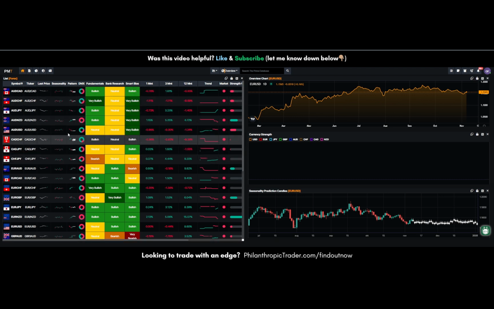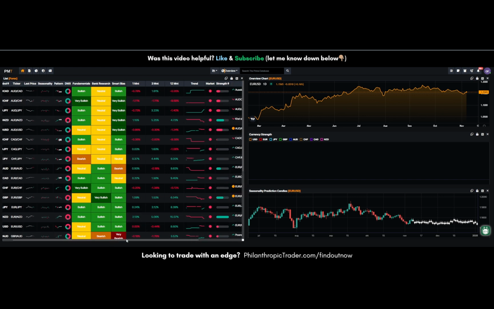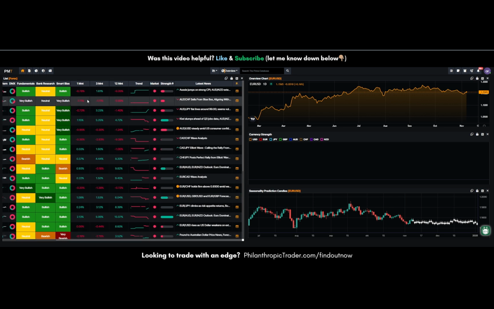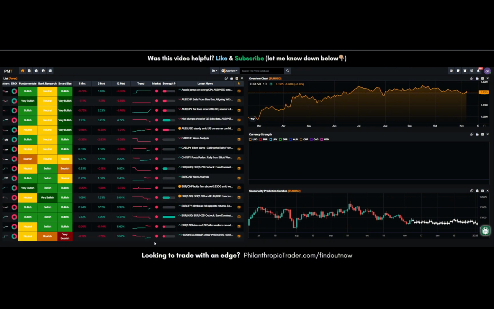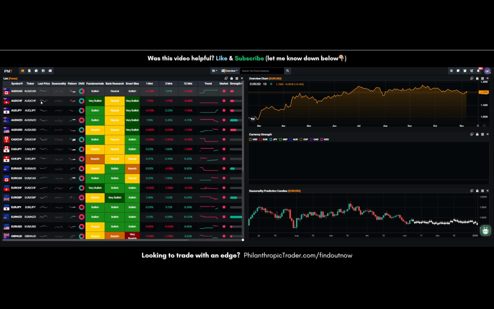And let's say that we see Alt CHF, for example. The fundamentals at the moment are very bullish. Bank research is neutral. Smart bias is also very bullish, which to me shows that we might take a buy. It could be nice to look for a buy. That's basically what I mean. And over here we have latest news, and we see it points downwards. We're near a resistance. But if you're interested in that, of course, you can click on this and then you go straight to Alt CHF.